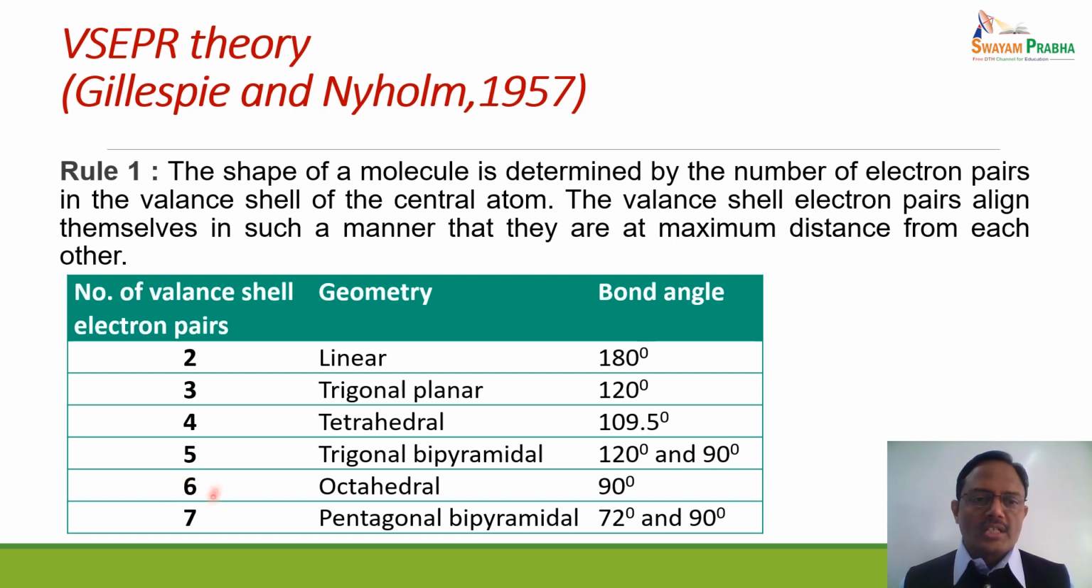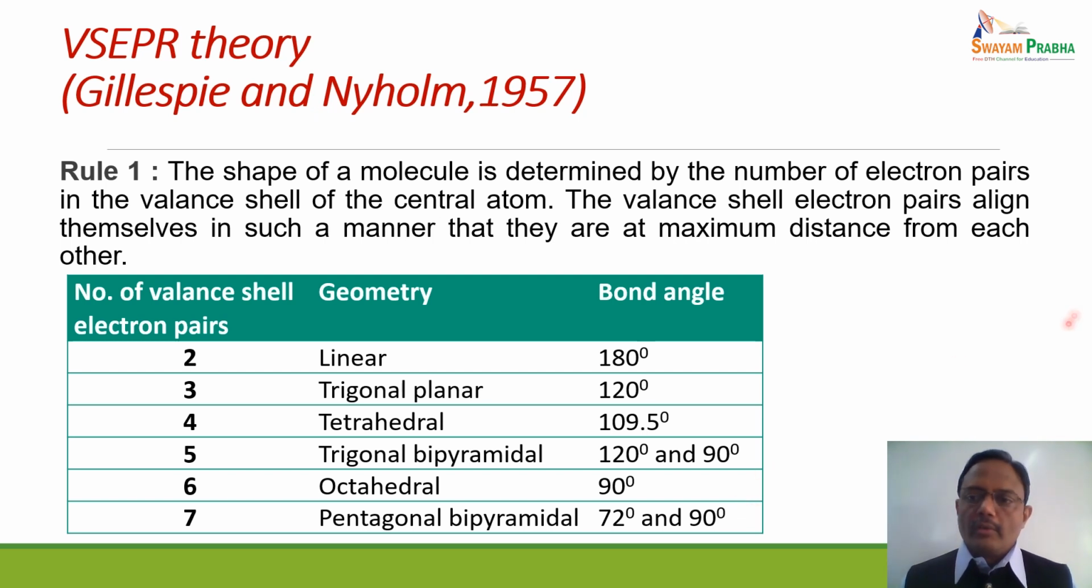If there are 6 valence shell electron pairs, the geometry will be octahedral with all the orbitals aligned at 90 degrees with respect to each other. And if the number of valence shell electron pairs is 7, then the geometry will be pentagonal bipyramidal with the angles of 72 degrees and 90 degrees.